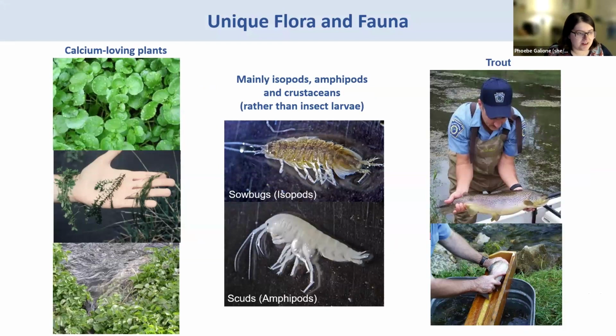If you've gotten into the stream and done a macro kick or a macro collection, you'll see mainly isopods, amphipods, and crustaceans rather than things like mayflies or stoneflies. You'll get sow bugs and scuds, which are on the screen here. And because our limestone streams tend to be more temperature regulated, some of them are cold water fish streams, and what loves cold water are trout. So you'll also have some cold water preferring fish that you'll see in our limestone streams.